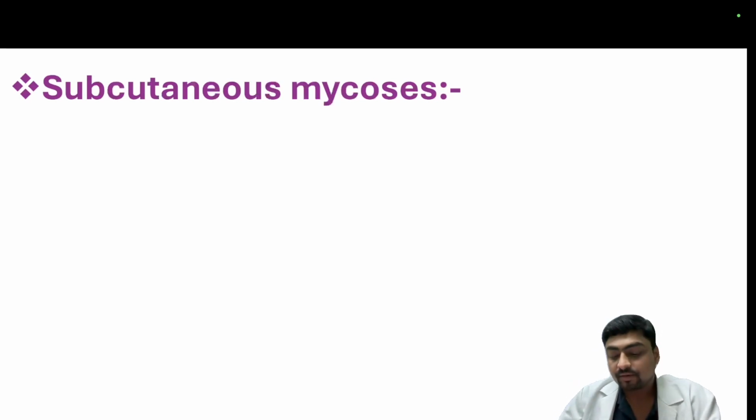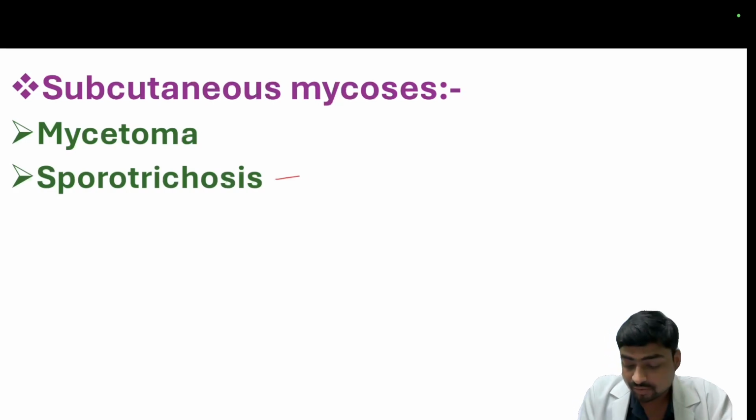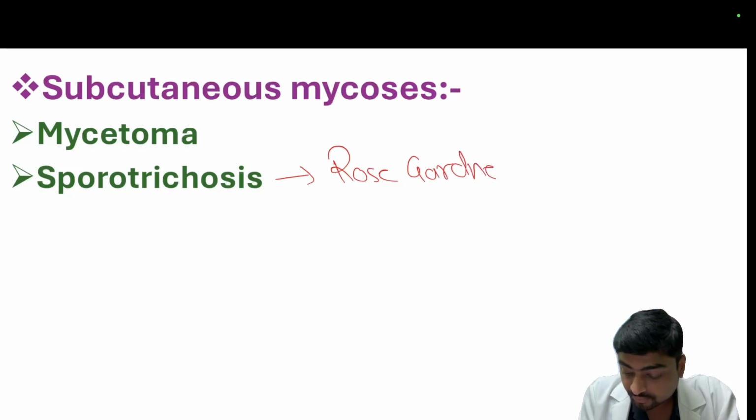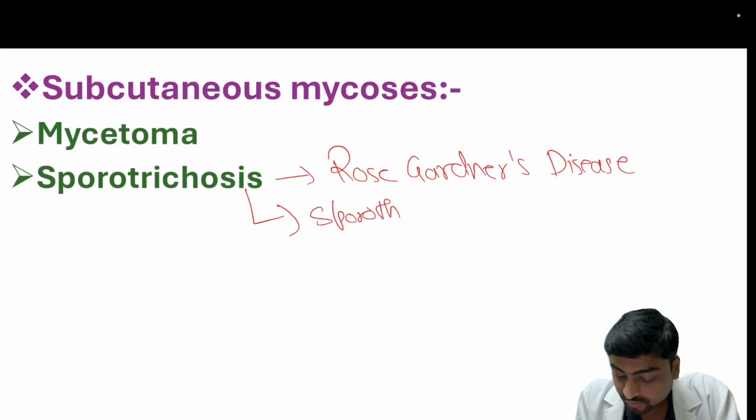Hello everyone. Today we will discuss mycetoma, which comes under the subcutaneous mycosis. So let's have a look at the infections which come under the subcutaneous mycosis. First one we have the mycetoma, which we will discuss today in detail. The second one is sporotrichosis. Sporotrichosis is also known as the rose gardener's disease. Rose gardener's disease or sporotrichosis is caused by Sporothrix schenckii.